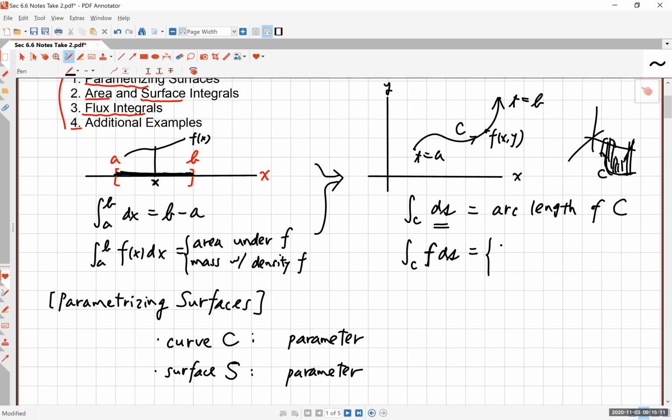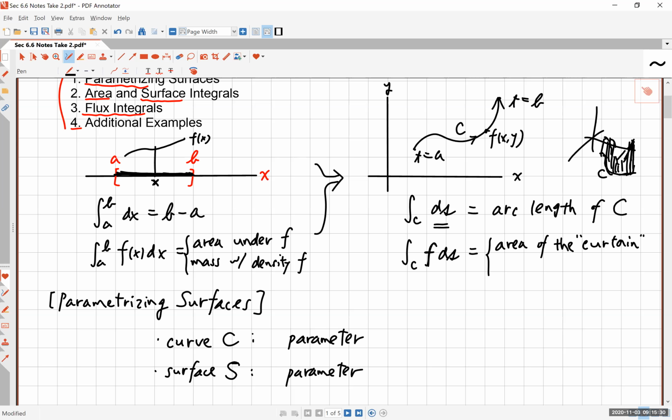So in that case, you can talk about the line integral. It's a line integral of the function f as the area of this curtain. And I say it's curtain because curtains can be curved like this one.